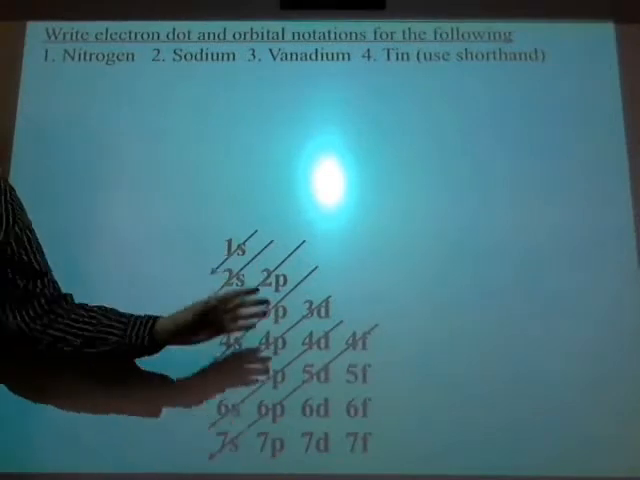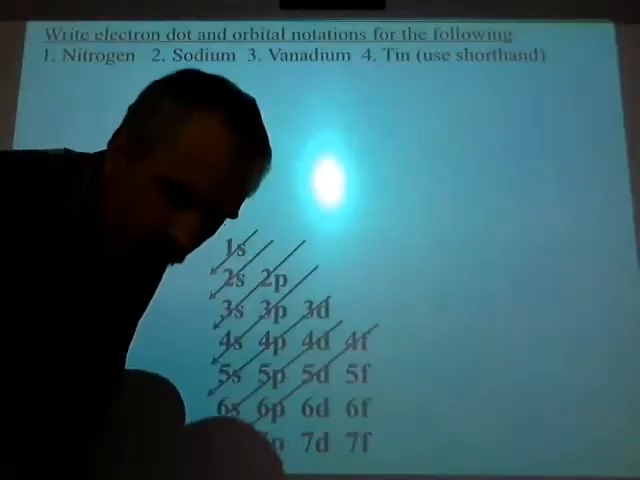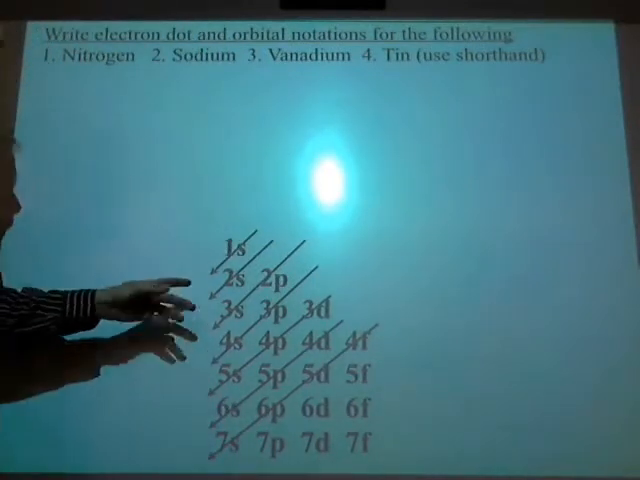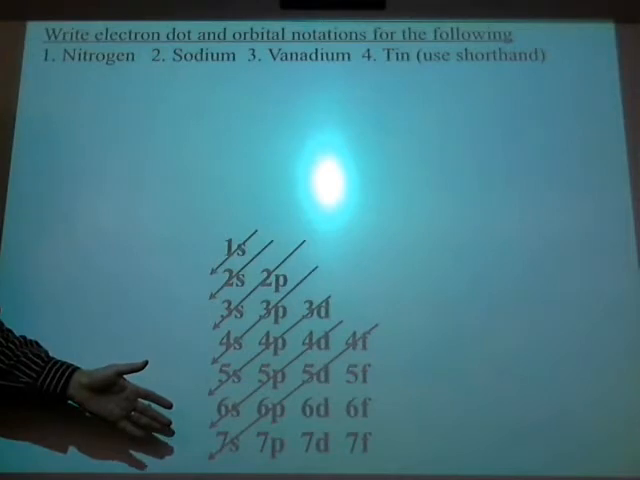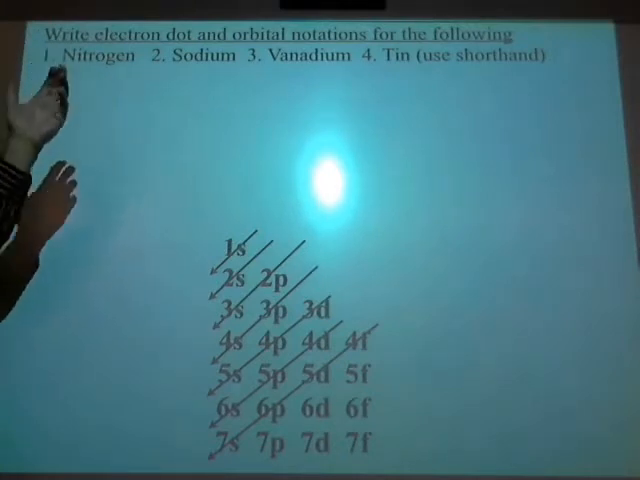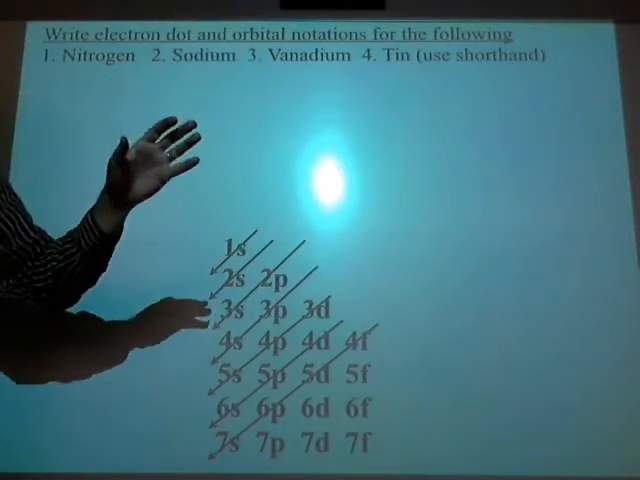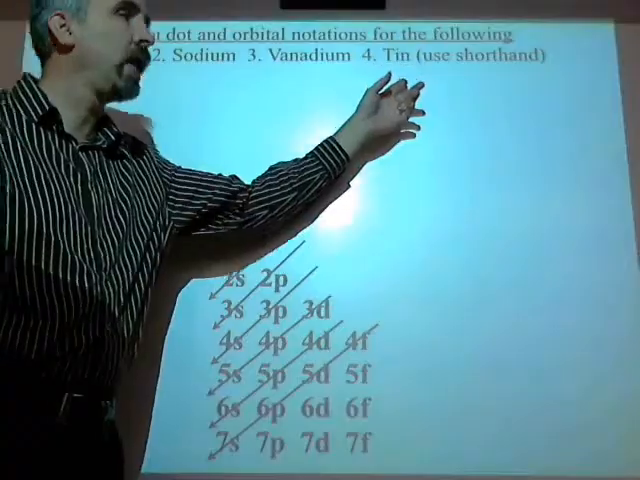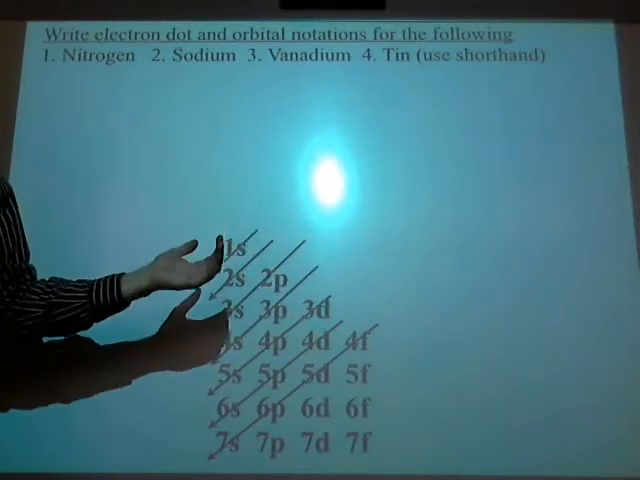Now, I put this at the bottom because you should write this at the top of your test, somewhere on the back. I would recommend writing this. That's the diagonal rule. It tells us the order in which they fill, right? Let's start off with nitrogen. I'm going to save some time, I'm going to write nitrogen and I'm going to stop. Then I'm going to keep going through sodium and vanadium. Because after all, if I can do tin with 50 electrons, I can do everybody up to him. I just have to know when to stop.